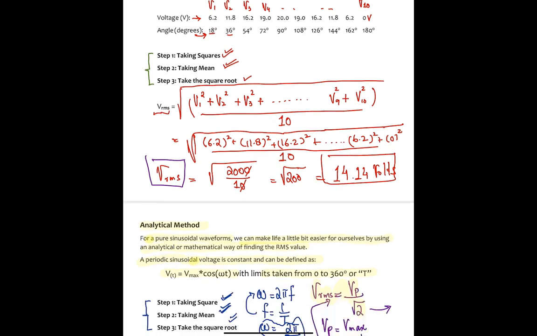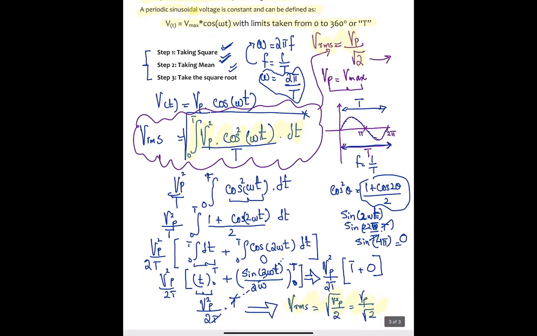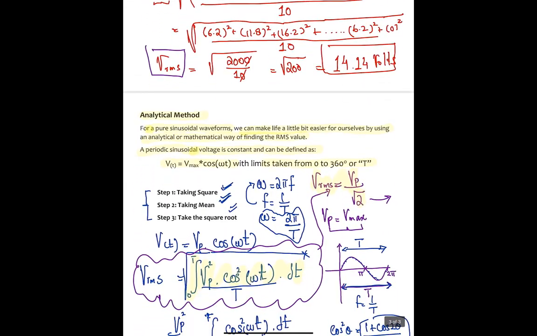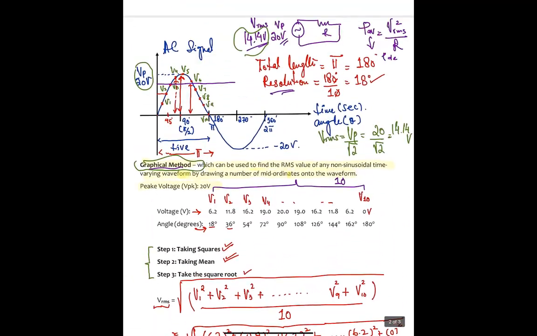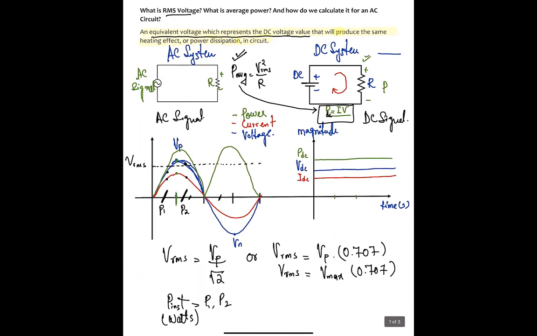Okay, so I hope now you understand what average power is, what Vrms is, and how you can use that Vrms, plugging in this value into Ohm's law to calculate the average power, which is equivalent to calculating power in a DC circuit.